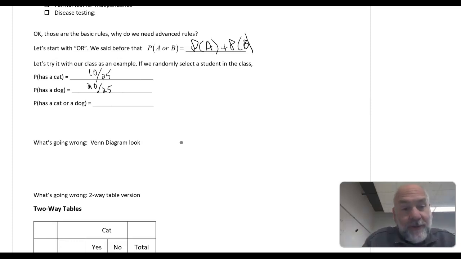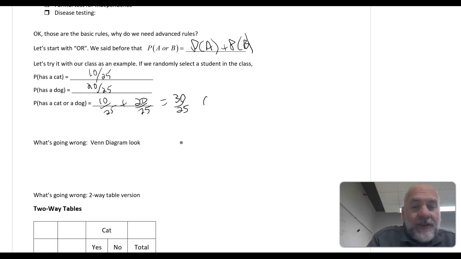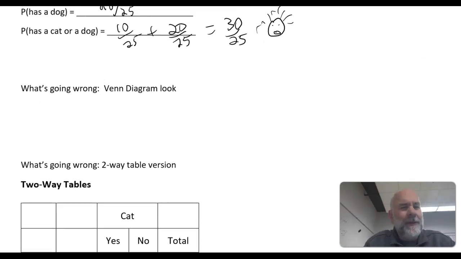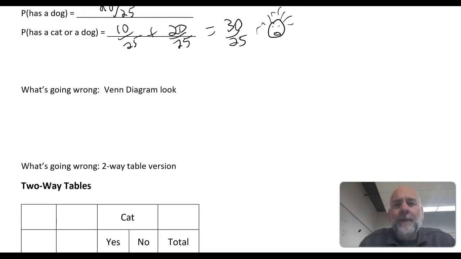According to the formula, we would say it's 10 25ths plus 20 25ths, which is 30 25ths, which is not possible, right? We can't have a probability bigger than 1. And so what's going wrong? It might be clear to some of you, but some of you might be wondering what went wrong with the formula. We're going to show you two different ways of looking at it.